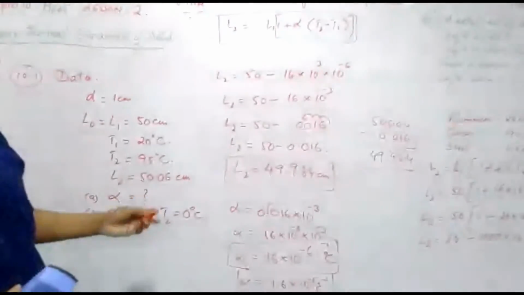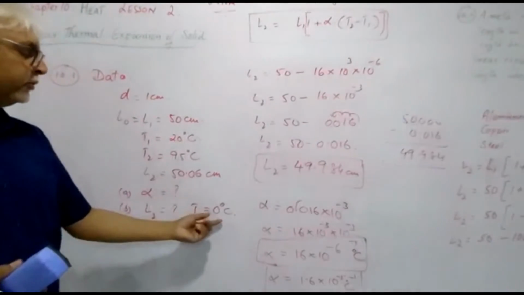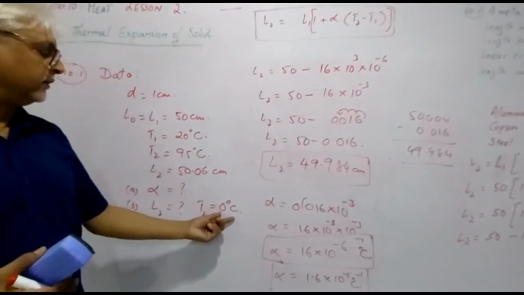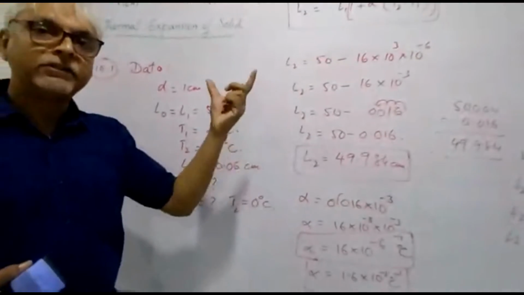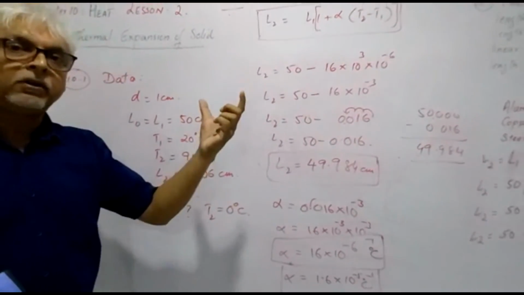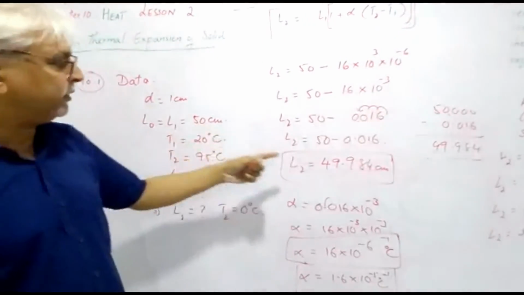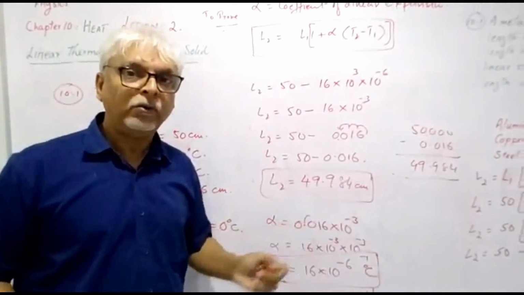So as you can see, upon cooling, when you bring down the temperature to 0 degrees centigrade, the expansion doesn't take place, instead contraction takes place on the metal rod. Its size reduces from 50 centimeters to 49.984. I hope it is clear to you all.